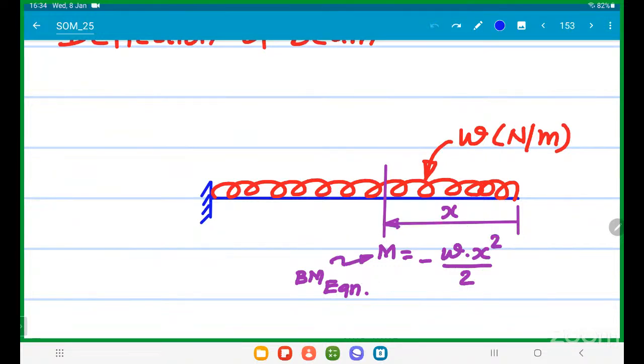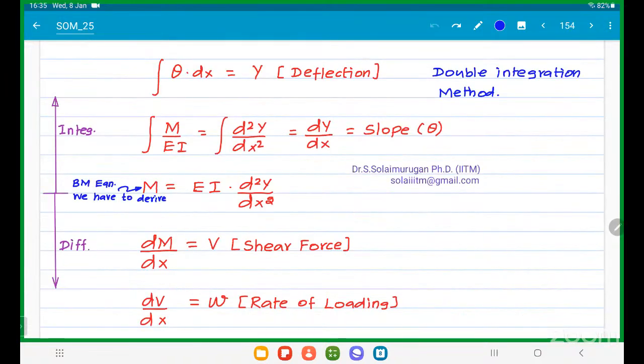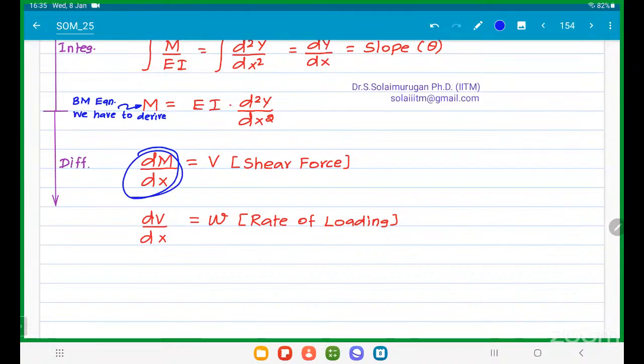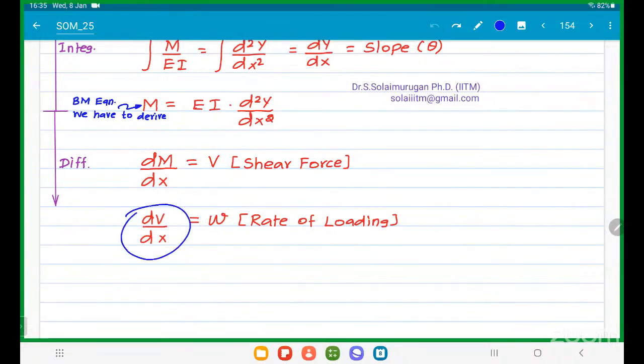M is equal to EI into d square y by dx square. If you are differentiating M, it means the slope of the bending moment diagram is equal to the shear force at that location. Then dV by dx is nothing but the rate of loading. So these two come under the differentiation side.